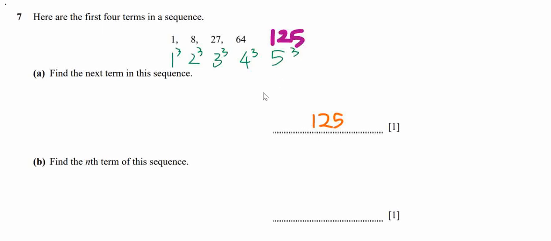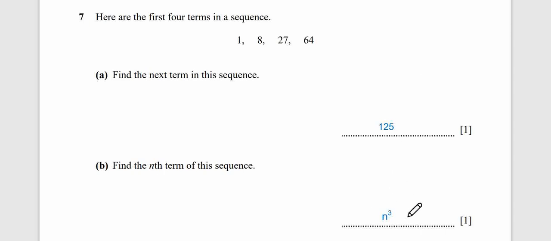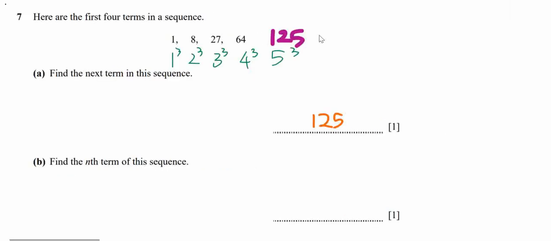Now let's move on to question B. Find the nth term of this sequence. 10 seconds from now. 10, 9, 8, 7, 6, 5, 4, 3, 2, 1. Alright, let's open up the answer. Well, the answer should be n cubed, since n equals 1 is 1 cube, or n equals 2 is 2 cube, or n equals 3 is 3 cube. So for the nth term, it should be n cubed.